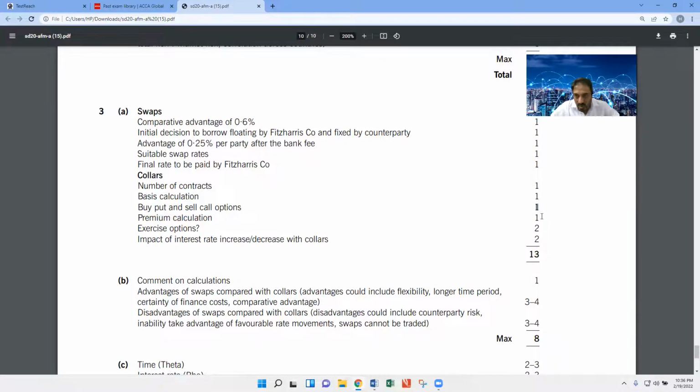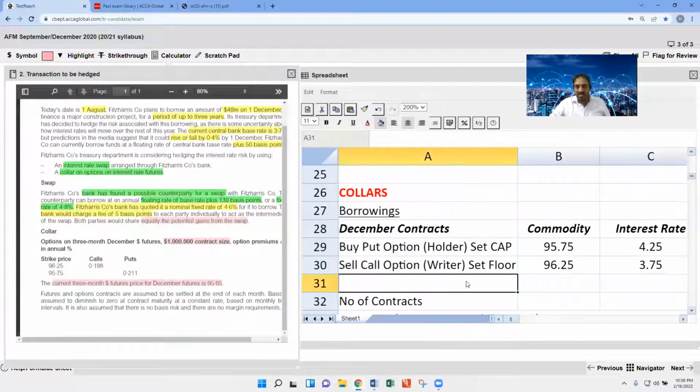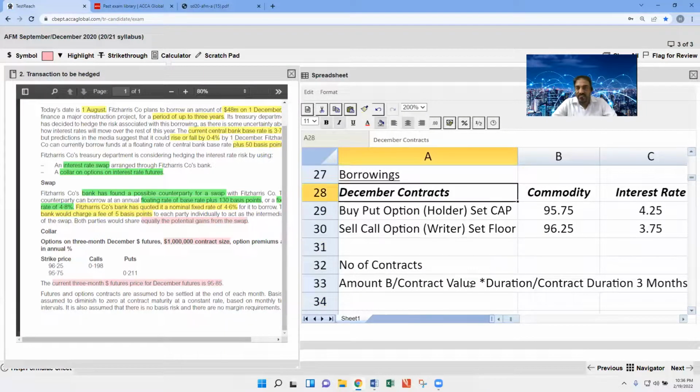So how many marks are there here? 1, 2, 3, 4, 5, 6, 7, 8. Out of 8, 1 mark free. Buy put, sell call, free mark. Premium calculation, free marks. Out of 8, 3 marks is totally free. Callers, total 8 marks, total 3 marks is totally free. What I personally think, do you agree with me? Whatever we have done till now, it's free marks. Can you please reply to me? No complications.